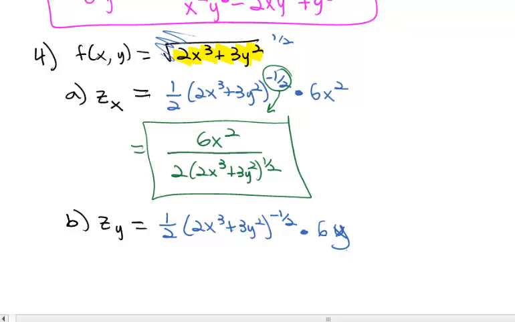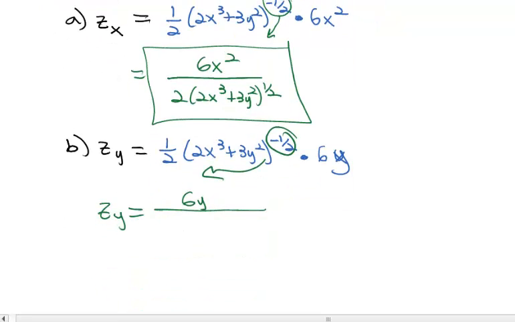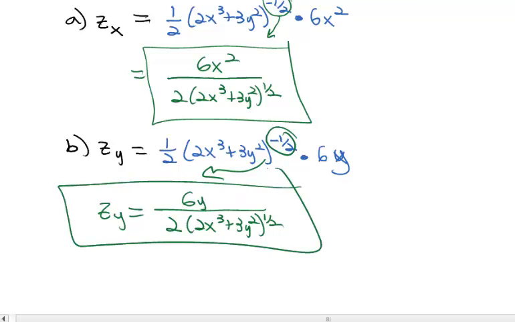And so when we simplify this, again, the negative exponent's going to move that stuff to the bottom. The derivative of z with respect to y, we have 6y in the numerator, and then a 2 and a 2x cubed plus 3y squared to the 1/2 power in the denominator.